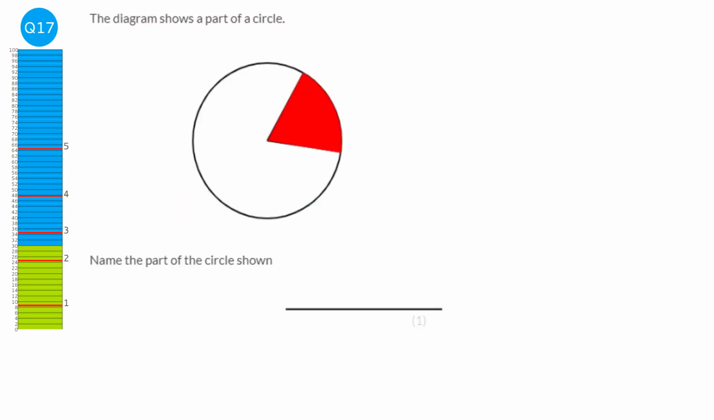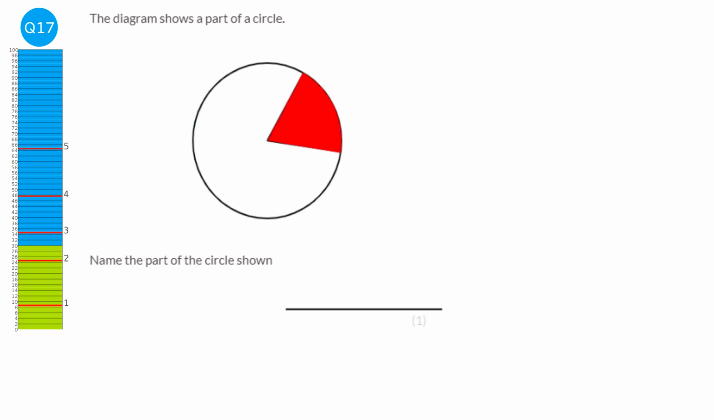So you do need to know the parts of a circle. So the full distance around the circle is called the circumference. If you've got a little bit of it, it's an arc. If you've got a line across it, that would be a chord. And the part that's kind of trapped in there is called a segment.